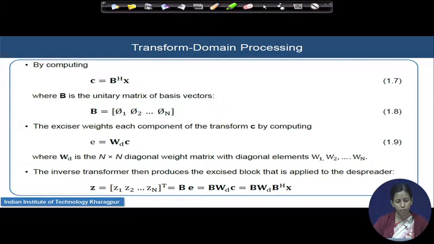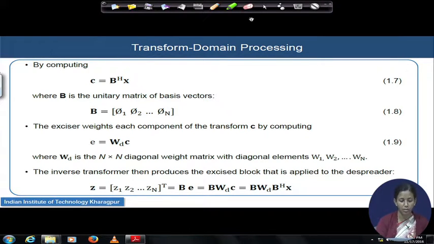And now, once you have the values, we can compute the value of C from B Hermitian X, where this B Hermitian is nothing but the unitary matrix of all these basis vectors.